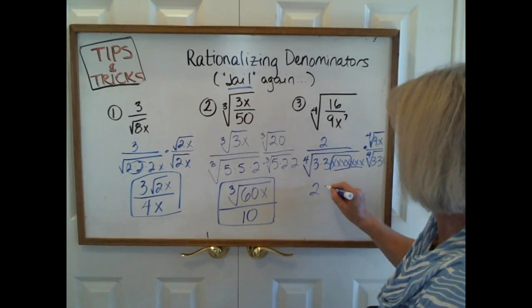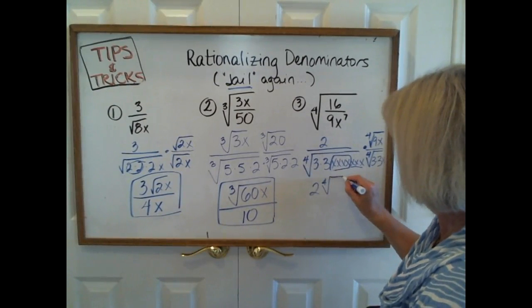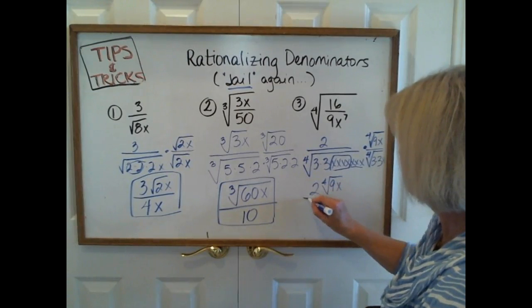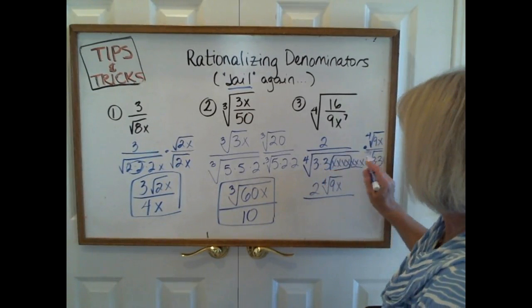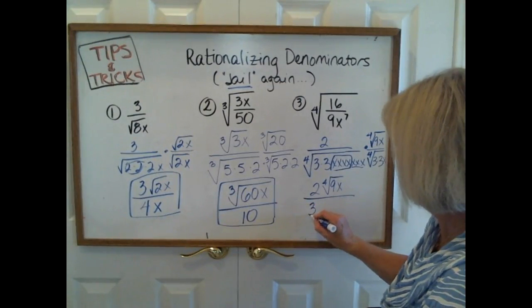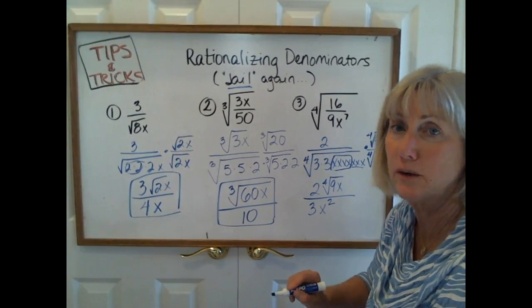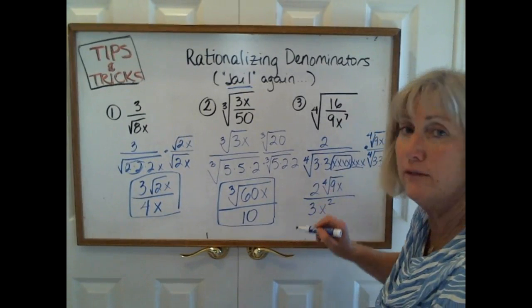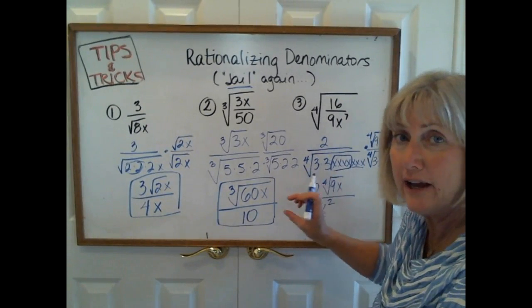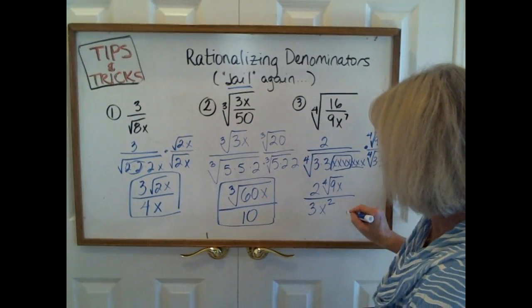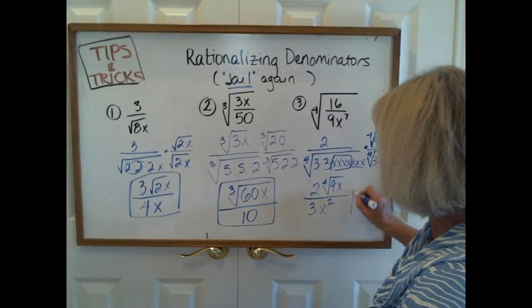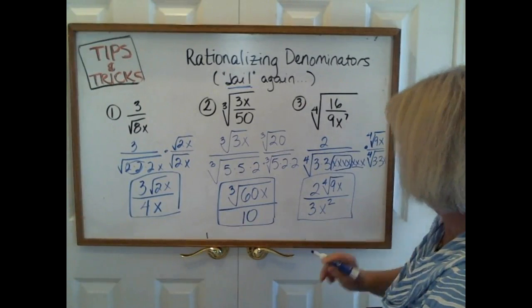So it would be 2 times the fourth root of 9x divided by, so one group of 3 comes out, and then 2 groups of x's come out. So divided by 3x squared. And sometimes you want to look to see if you can reduce what's outside of the radicals. And in this case, we didn't have that. So that's the final answer for that.